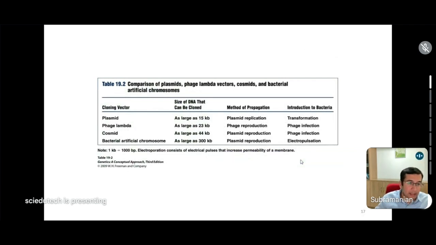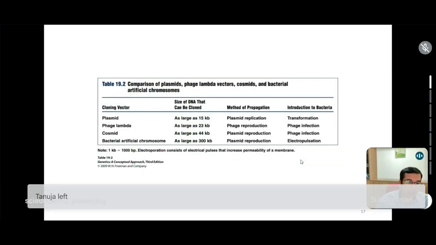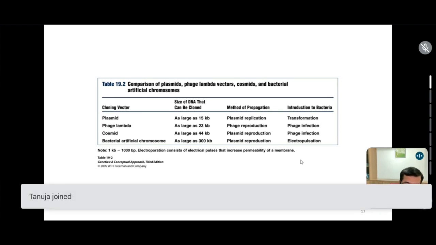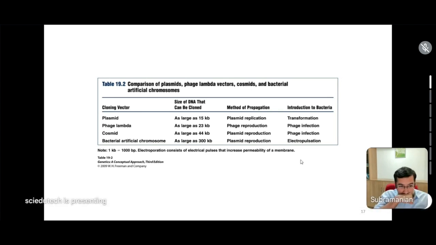Next slide, please. So there are several vectors that are used for gene cloning. Most commonly, we use plasmids. There can also be lambda phage-based vectors, cosmids, bacterial artificial chromosomes, and yeast artificial chromosomes. And each of these vectors can carry DNA as large as 15 kb to 300 kb.